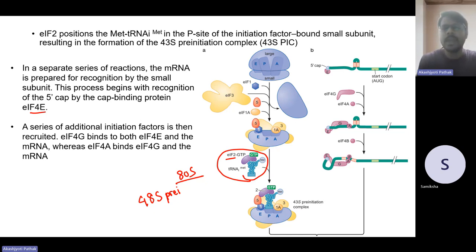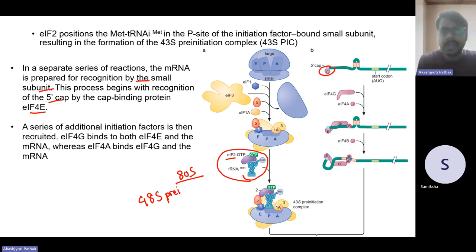Now, once this complex is formed, there are other initiation factors required, which are EIF4E, EIF4G, EIF4A. The EIF4E initiator protein recognizes the 5' cap of the mRNA. In a separate series of reactions, the mRNA is prepared so that it can be recognized by the small subunit of the ribosome. For this, the process begins with the recognition of the 5' cap. So remember this protein: the 5' cap of the mRNA is recognized by EIF4E.